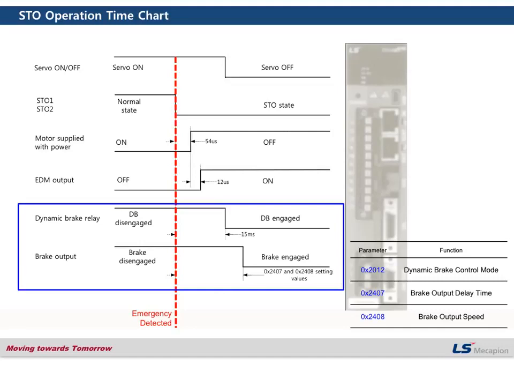This is the STO timing chart. The functions and the operations that I described on the previous page are in this chart. The trigger of the whole process is STO. After switching to STO state, the motor power supply is blocked. See, the motor power is off and the EDM signal is generated.